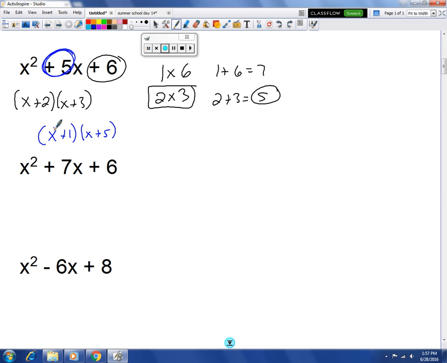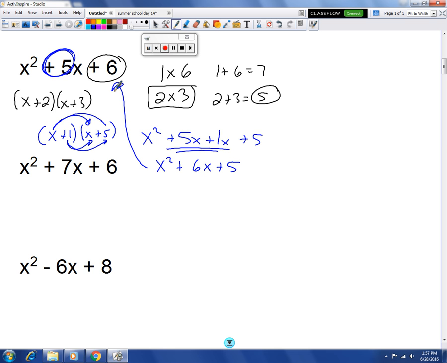Okay, if I actually FOIL this, x times x is x squared, x times 5 is 5x, 1 times x is 1x, and 1 times 5 is 5. And when we combine the two terms in the middle, we would have x squared plus 6x plus 5. Okay, and that's not our original problem. So pay close attention, especially when you're first starting.